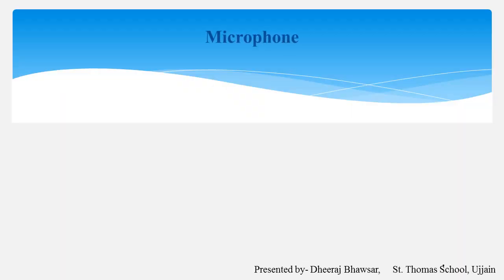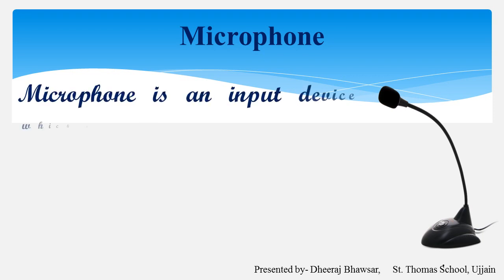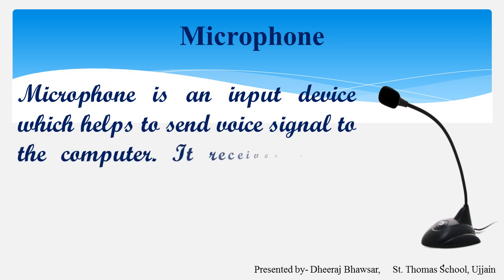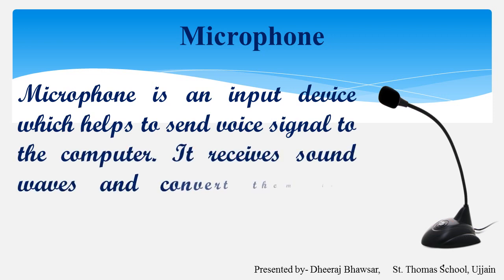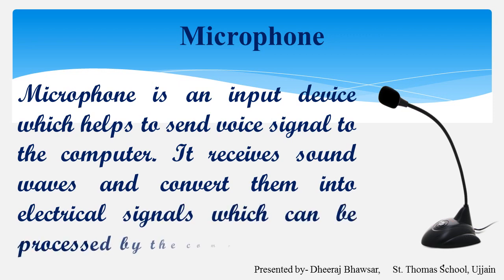The next external input device is microphone. Microphone is an input device which helps to send voice signal to the computer. It receives sound waves and converts them into electronic or electrical signal which can be processed by the computer. Or in other words, a microphone is a device that captures audio by converting sound waves into an electronic signal.